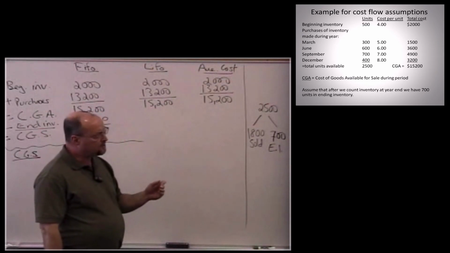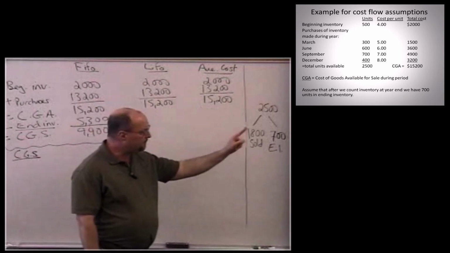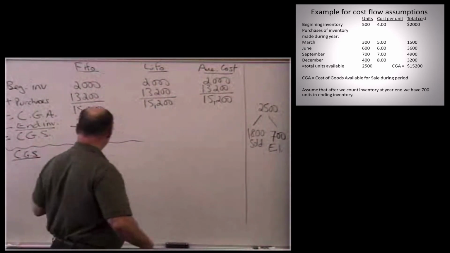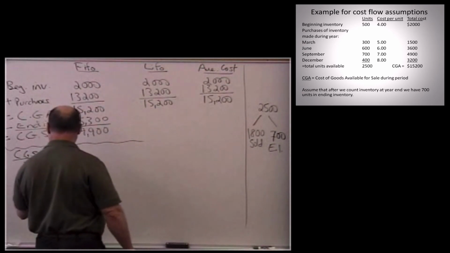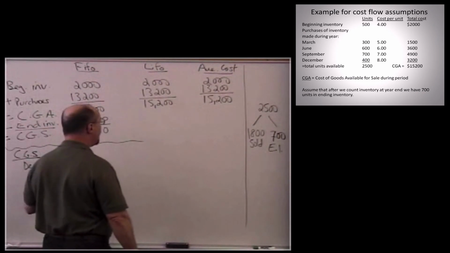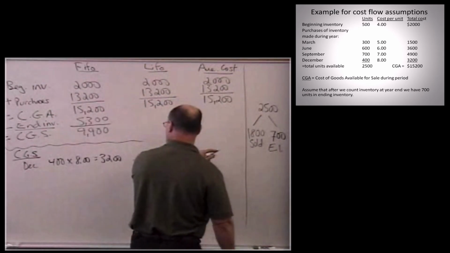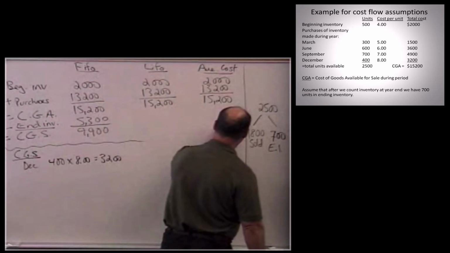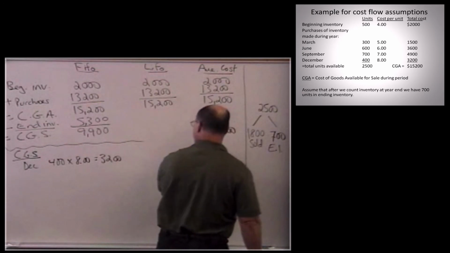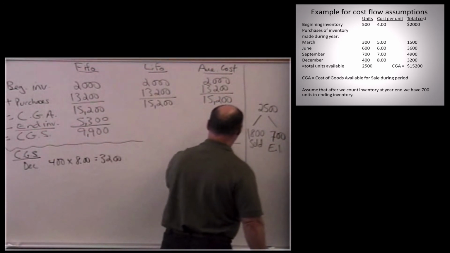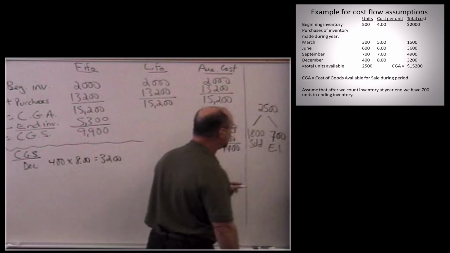If the last ones in are the first ones sold, that would be the December items. So the first ones sold were the goods I bought in December. There were 400. I bought them at $8 each. That's $3,200. And again, I'll keep my little running scorecard over here. We sold 1,800 units, right? There's the first 400. I still have to account for 1,400 units.